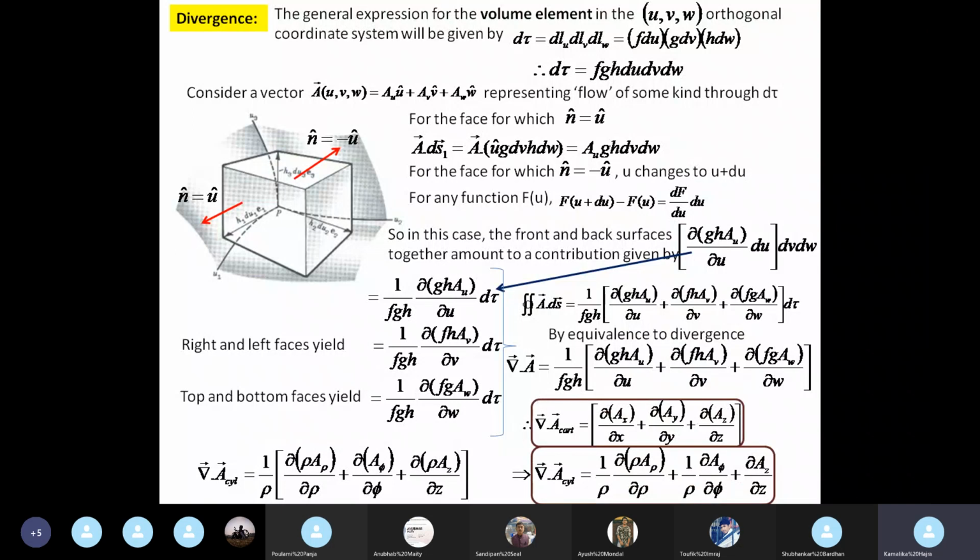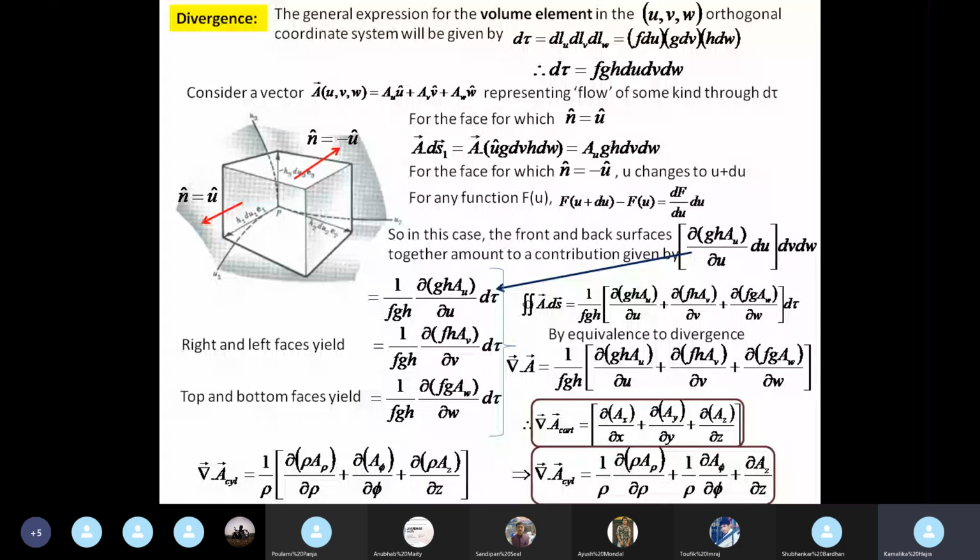So expressions of divergence are already known in Cartesian. Now you can also find out the divergence in the cylindrical system. So even if a vector is given in the Cartesian system, using the transformation equation, suppose you get a problem in the exam where it says a vector is given in the Cartesian system and the problem says find out the divergence of this vector in the cylindrical coordinate system.